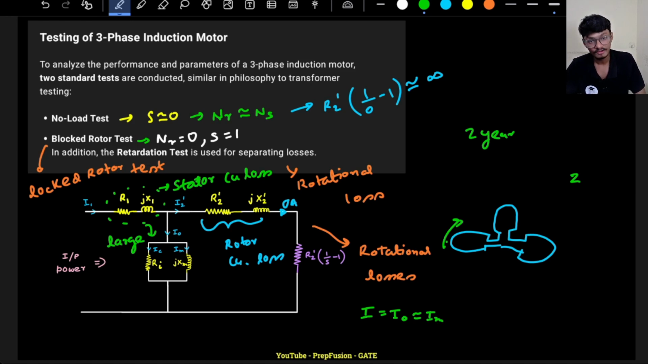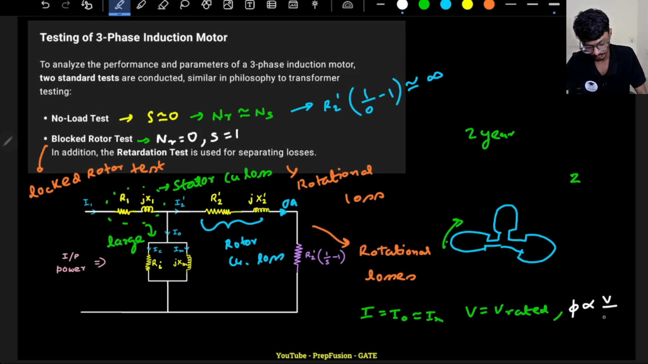Now what will the voltmeter measure? Obviously we will apply the rated voltage, so V will be V rated, to get the rated flux. Because I need the rated magnetizing current, and to get the rated magnetizing current I need the rated flux, that is, phi will be proportional to V by F, right? Phi will be proportional to V by F.